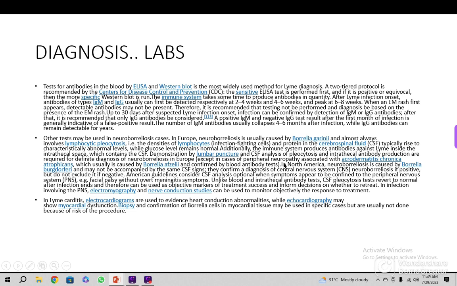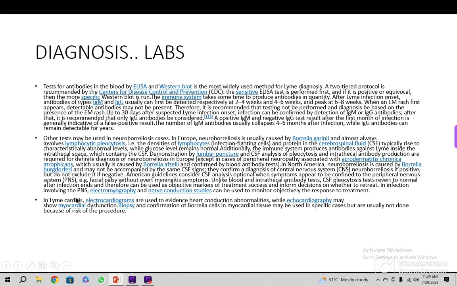And it is always associated in Europe with acrodermatitis chronica atrophicans. And it is usually caused by another species which is called Borrelia afzelii. Mr. Afzal is a Pakistani person who is British born, and he is a clinical microbiologist. This is called Borrelia afzelii, and confirmed by blood antibody tests.